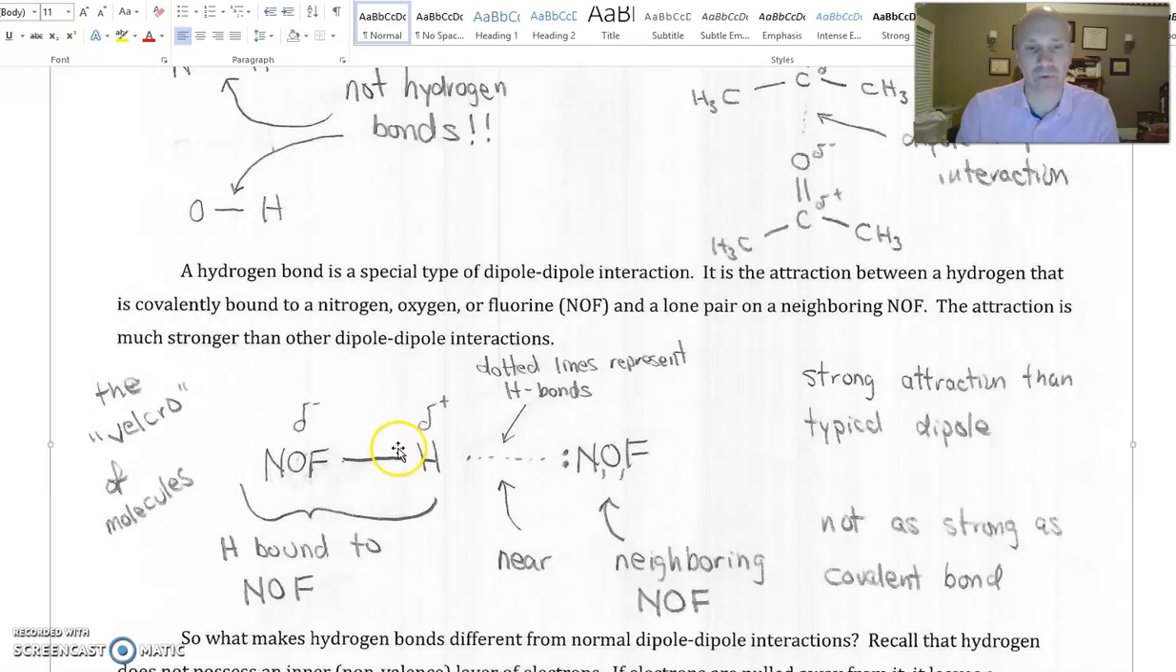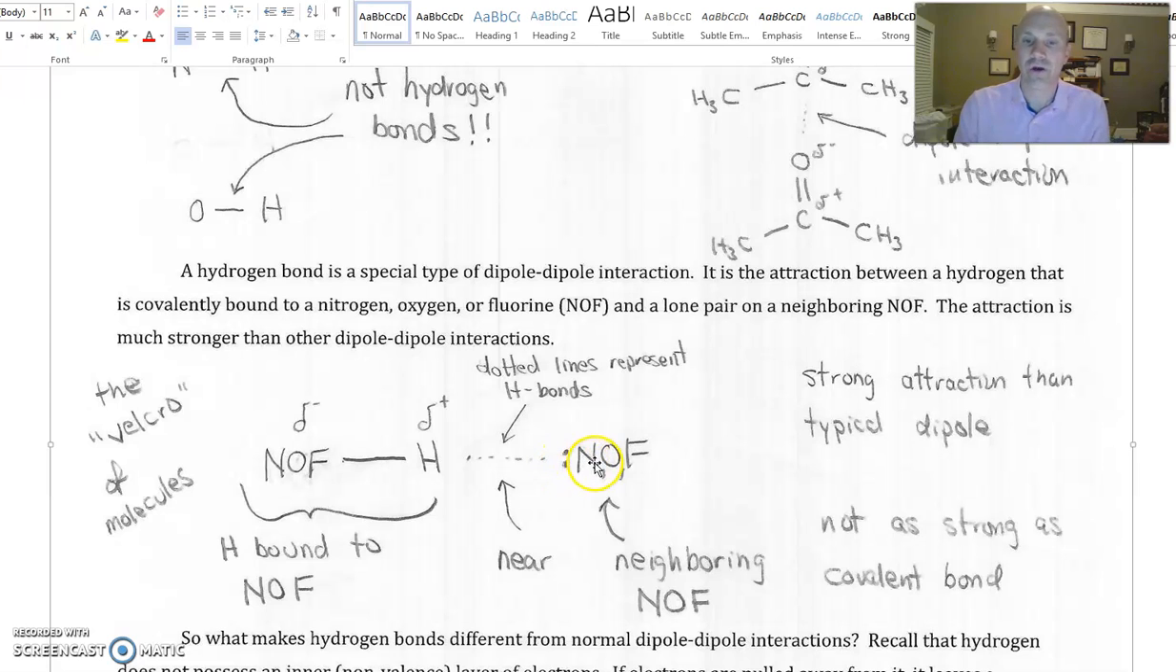Breaking that down. So first of all, there's several things that we need. First of all, we need a hydrogen which is covalently bound to either a nitrogen, oxygen, or fluorine. So obviously it would just be one of these. So let's pretend that this is just a plain old nitrogen right here. That would satisfy the first part of it, the hydrogen that is covalently bound to one of those atoms. And we need that to be near another molecule that contains a nitrogen, oxygen, or fluorine.